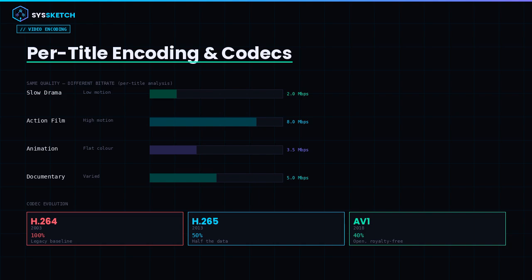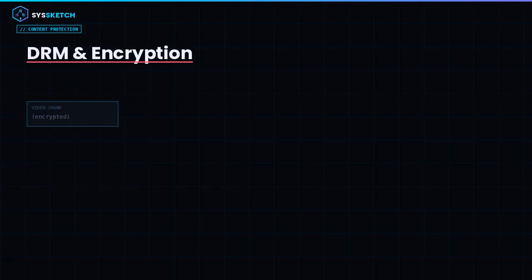When your app receives the manifest and begins playback, it also contacts a separate license server. That server verifies your account, verifies your device, and issues a decryption key. Your app uses that key in real time to decrypt each chunk as it arrives and plays. This all happens invisibly and nearly instantaneously. Content protection is running in the background every single time you press play.